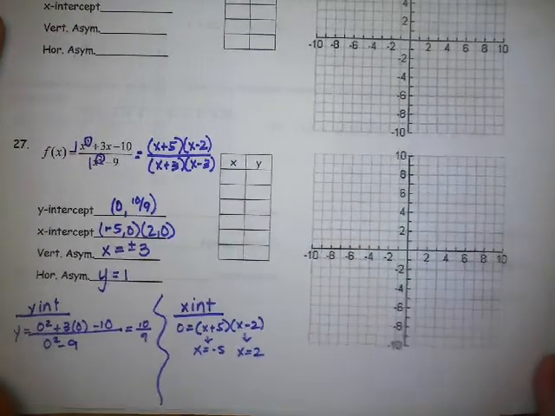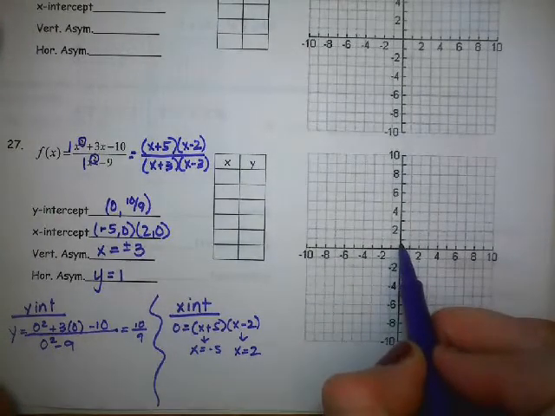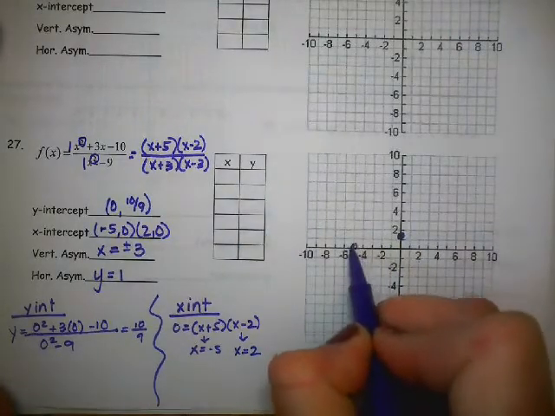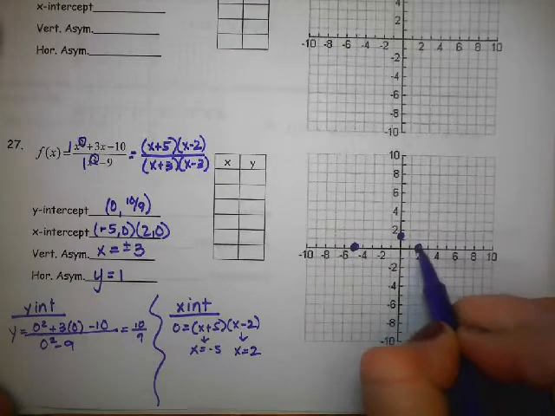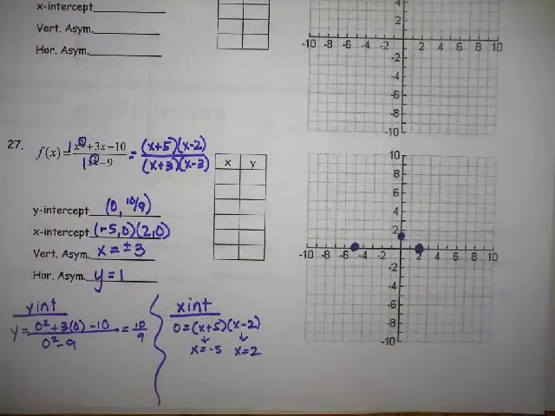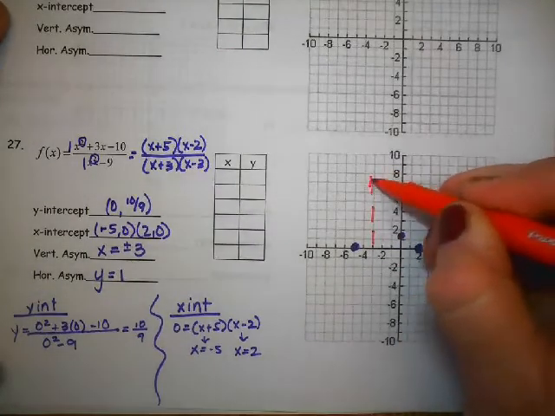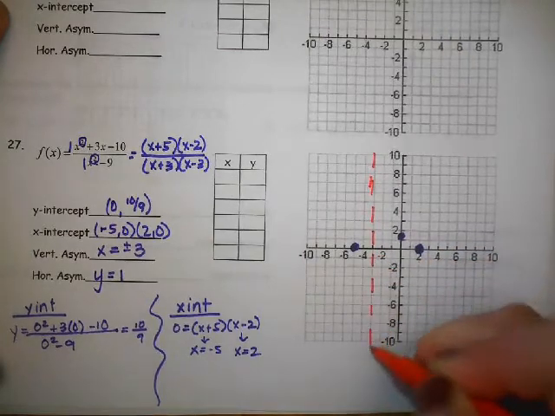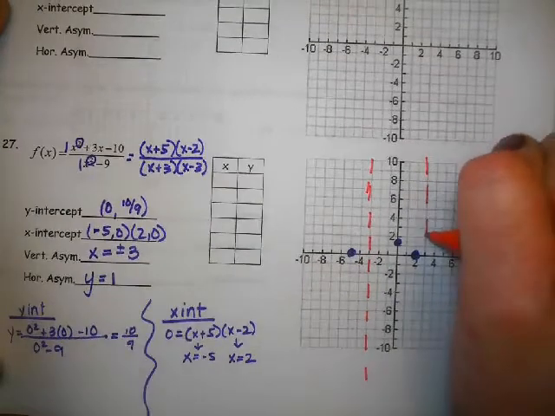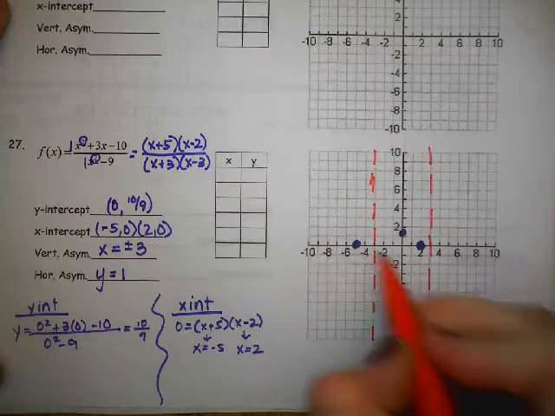Now I'm going to come over to my graph and put all this on here. My y-intercept is (0, 10/9), so that's a little bit above 1. I also have (-5, 0) and (2, 0). I have asymptotes, vertical ones at -3 and 3. Remember, vertical asymptotes are like walls. You cannot cross through them. And my horizontal asymptote is y equals 1.